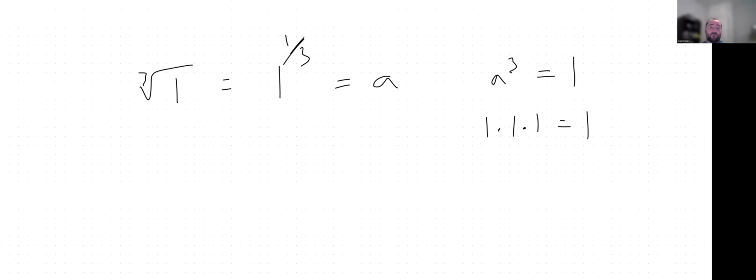It's not -1. -1 times -1 is 1. The negatives cancel. Times -1 is -1. So that's not 1. Well, we know that there have to be other roots because of the fundamental theorem of algebra. The fundamental theorem of algebra states, let's make this large.